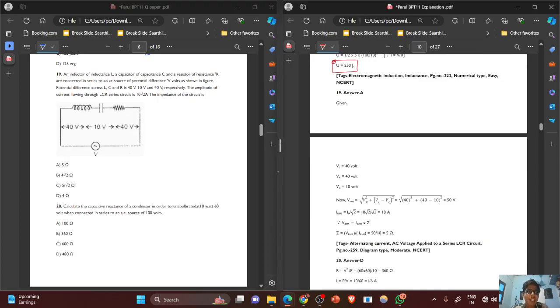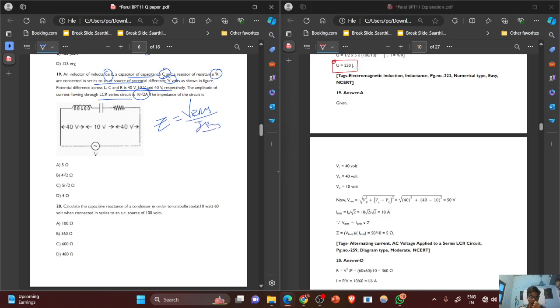An inductor of inductance L, a capacitor of capacitance C, and a resistor R are given, with voltage V. The values are given. The amplitude of current is given, and the impedance of the circuit is asked. What do you mean by impedance? Impedance Z means V RMS upon I RMS. So we just need to calculate V RMS upon I RMS.